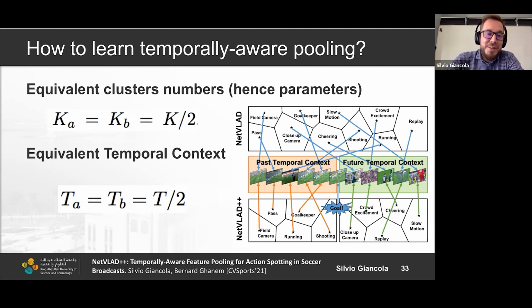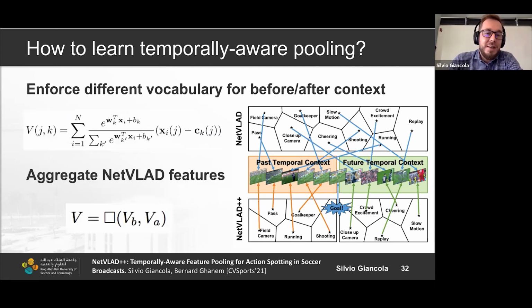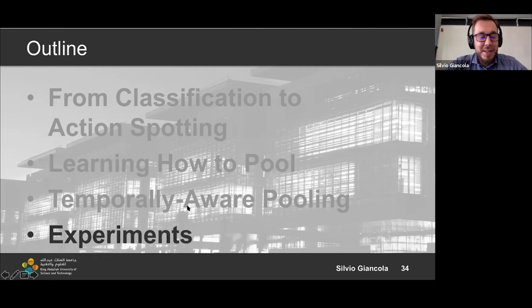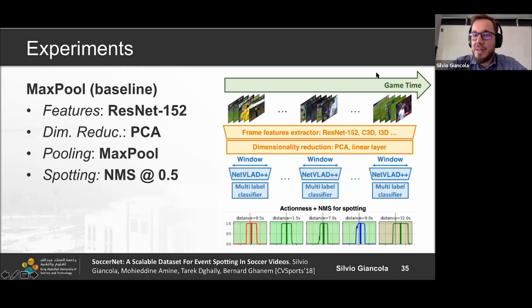So that's it. That's how NetVLAD++ actually works. Once you understand how NetVLAD works, that method is nothing else than just splitting the temporal context before and after. So, okay, once you understand this temporally-aware pooling, you see, well, it's pretty simple, right? So let's look at the experiments and how that looks.